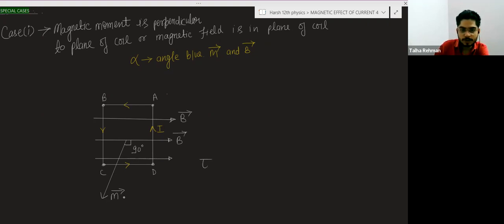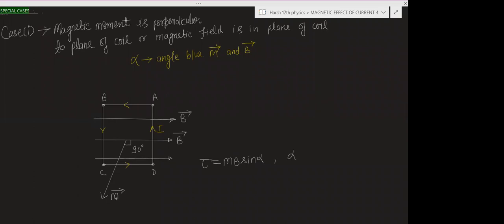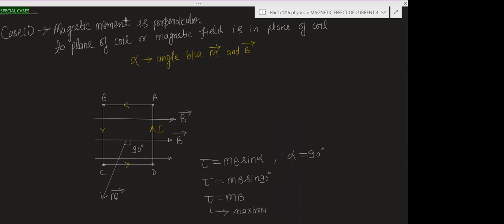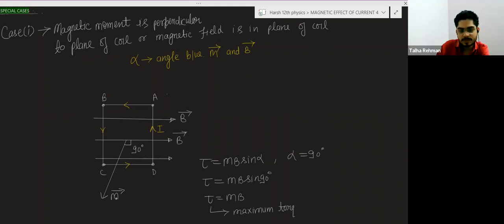So torque on the coil is given by mv sine of alpha. Alpha is the angle between the magnetic field and the magnetic moment. Here alpha is equal to 90 degree. So put the value of alpha. This will become mv sine 90. So your torque value will be mv, and this torque will be the maximum torque, because sine 90 is maximum.